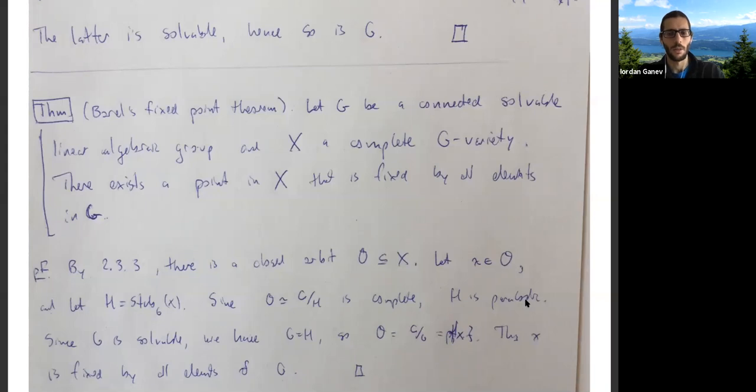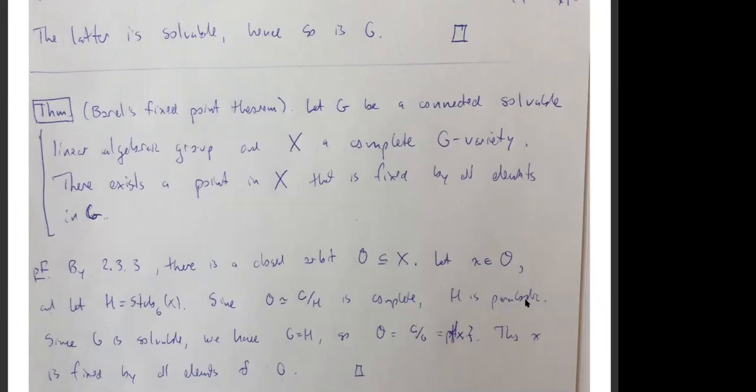And that means that H has to be parabolic. And since G is connected and solvable, we just showed that there are no proper parabolics, so that means that H is equal to G. And so that orbit consists of just the point X, and it must be fixed by all elements of G. So that's Borel's fixed point theorem.